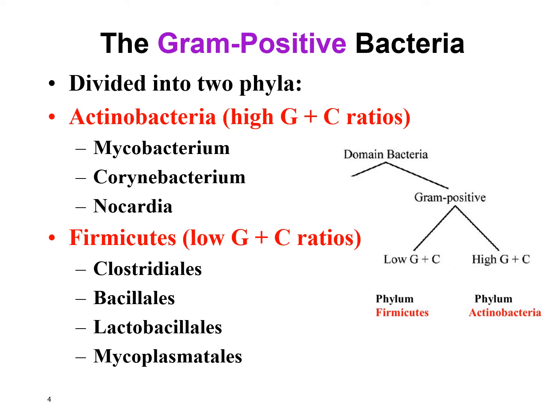But I do want you to realize that the gram-positive bacteria are divided into two groups based on their amount of G's and C's in their DNA. So you can see that in this picture over here on the right. So that's what I want you to know about that for the test.